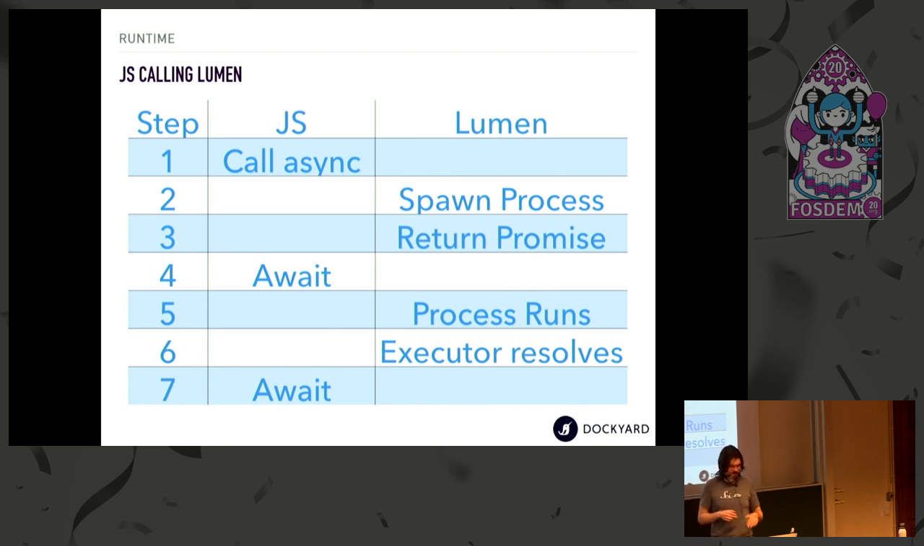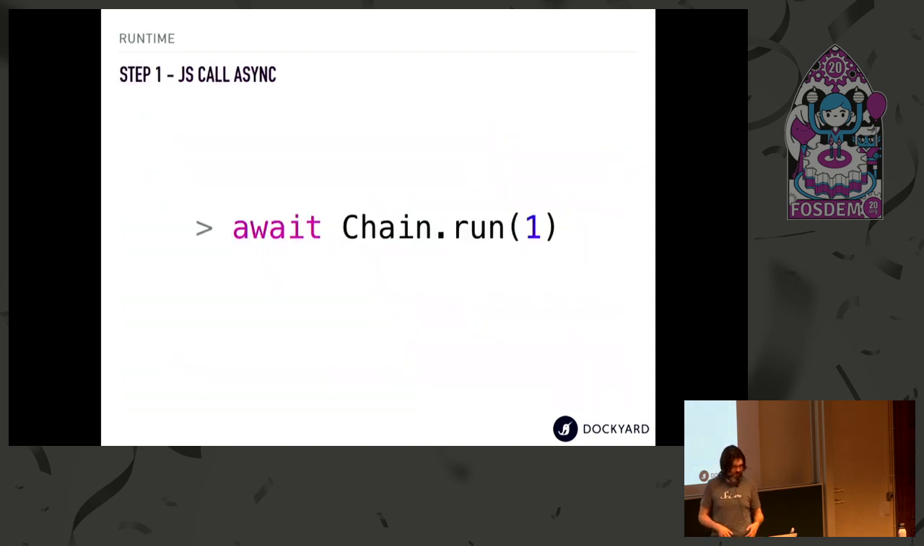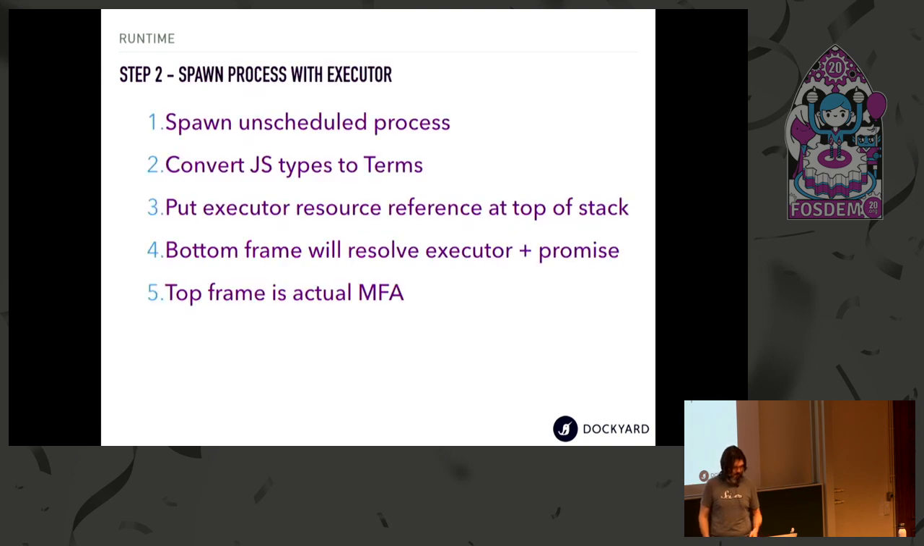We do these steps asynchronously. To call asynchronously, we use the await keyword in JavaScript. Using the Lumen Web library, we spawn a special process that is immediately executed. This allows us to do the JavaScript to term conversion on that process's heap without having to make a junk heap somewhere, as we would if we just did an apply. Then we put a special function call that will get a promise at the bottom, and on top of that we do the apply, because that way when the apply returns, that special call at the bottom will be able to shove the result over the wall to JS land.